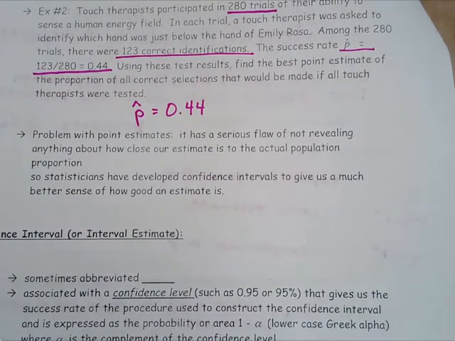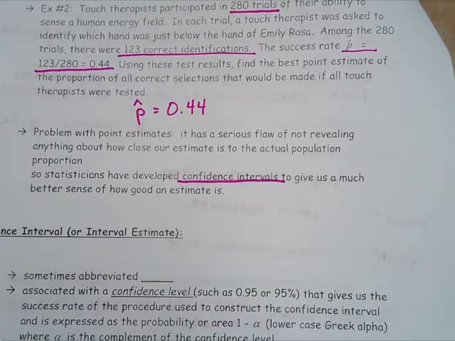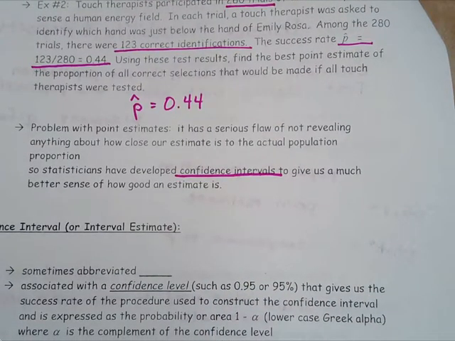So a point estimate is great to find a proportion to estimate for the rest of the population. But the problem is, it doesn't reveal how close the estimate is to the actual population proportion. So what we are going to learn about is confidence intervals. And that's going to give us a sense of how good that estimate is. So is that estimate, are we 95% confident? Are we 90% confident? Are we 99% confident? The more confident we are, the better of an estimator it is.